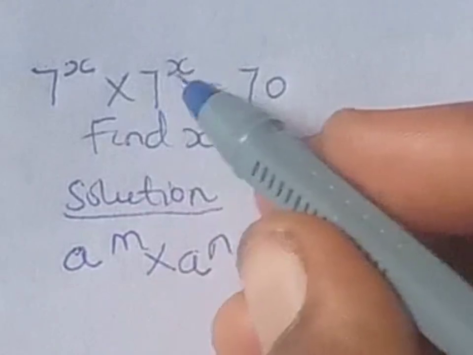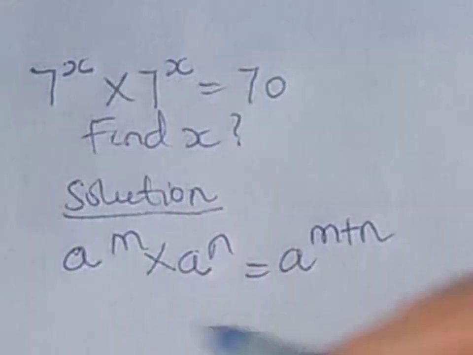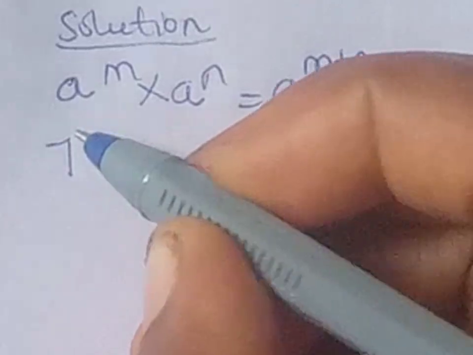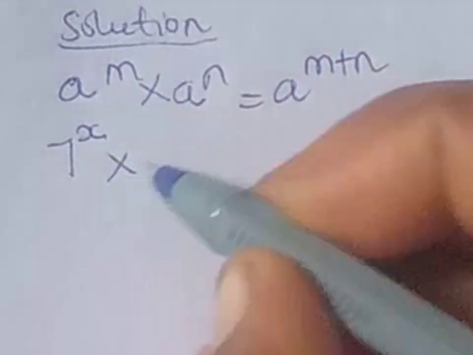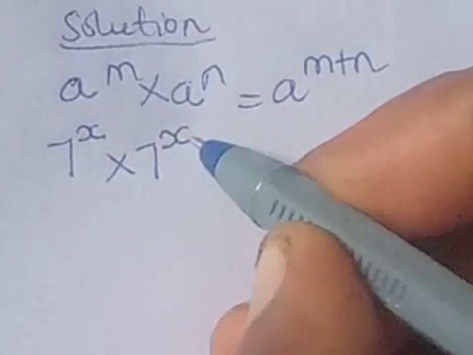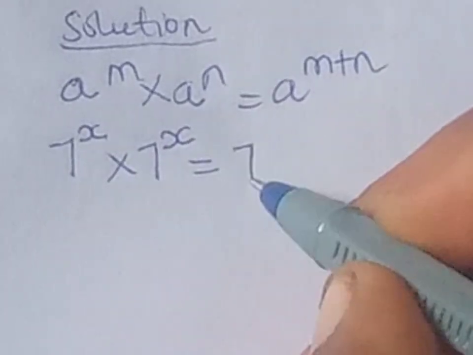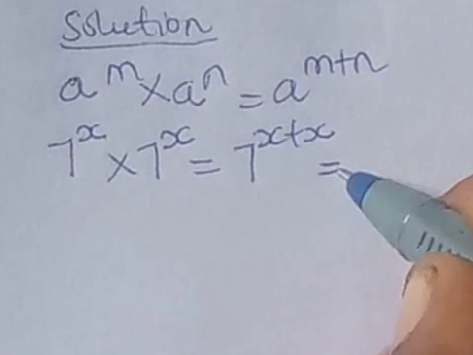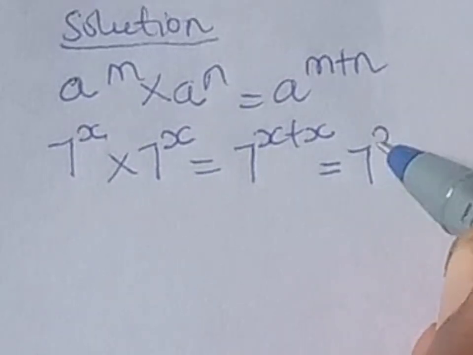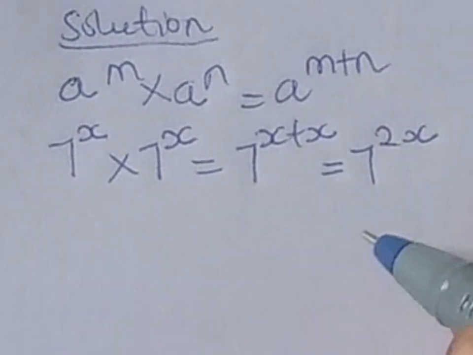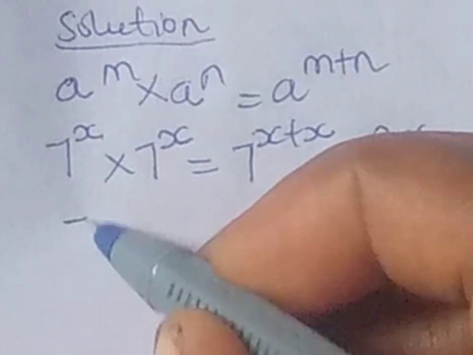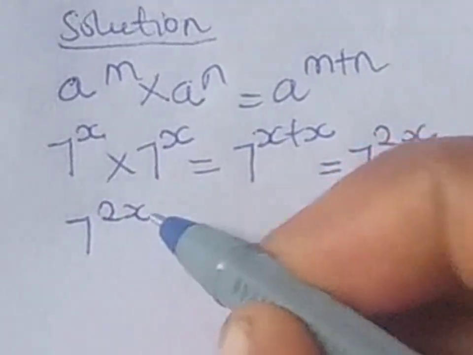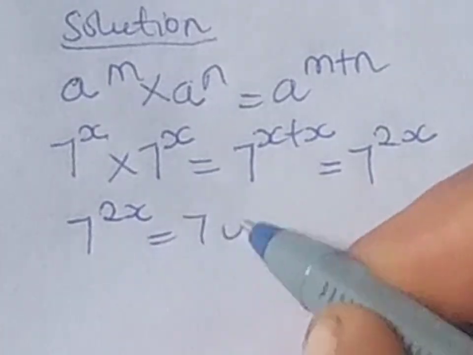Since both exponents are x, then 7 raised to the power of x times 7 raised to the power of x will give us 7 raised to the power of x plus x, which is equal to 7 raised to the power of 2x. So our equation becomes 7 raised to the power of 2x equals 70.